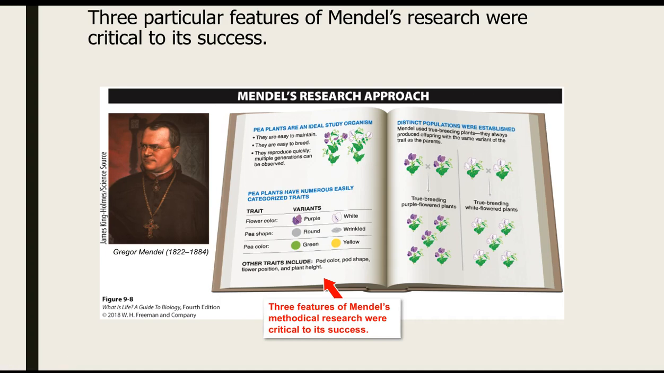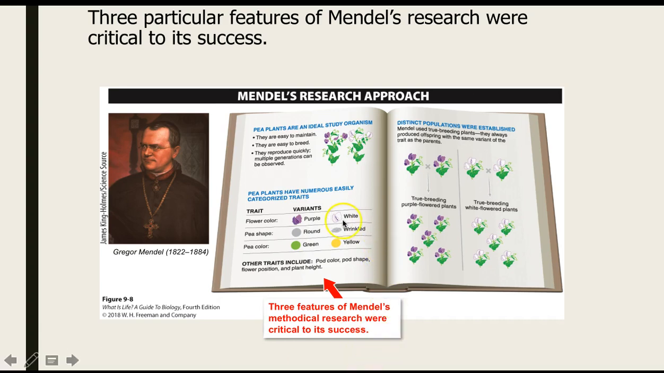So he did his research by taking three features into account. He picked a good organism, and he picked the pea plant, which is very easy to grow, easy to maintain, and easy to breed. They reproduce quickly. You can get lots of generations in a single summer. I think he figured that he could apply what he learned from plants to any kind of animal. So that's the first thing.